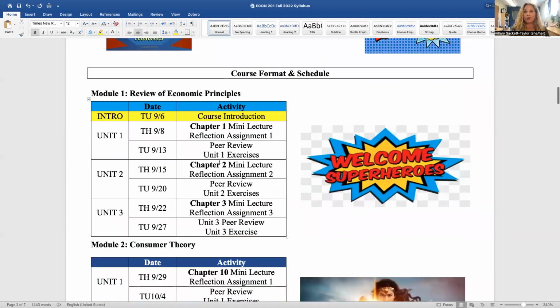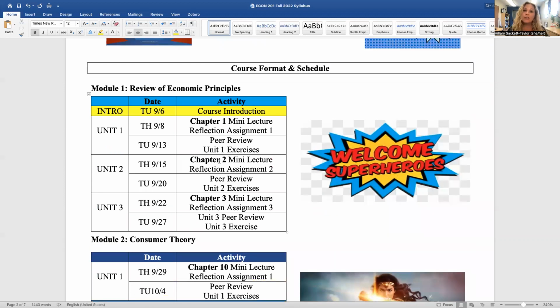All right, the course format. I've broken this course into 4 modules, and each module is broken down further into 3 week-long units. The first module is going to be a review of what we learned in our Principles of Microeconomics class. And you can see here that I've provided you with the exact dates and activities that we're going to be doing in class. So there's never any guessing on your part.